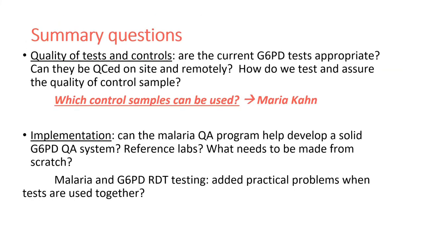So in conclusion, just to summarize my question, we really want to discuss the quality of tests and controls and the implementation. About the quality of the test and the control, we'll have some answer in the next presentation from Maria. She will talk about the control sample that we maybe can use. Well, for the implementation, apart from using other QA systems, we maybe will need to discuss reference labs and what we really need to set up for the G6PD testing.